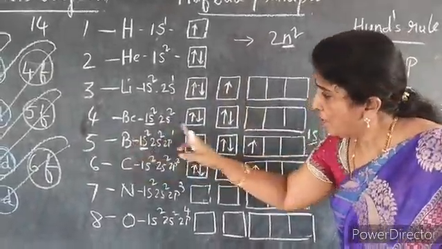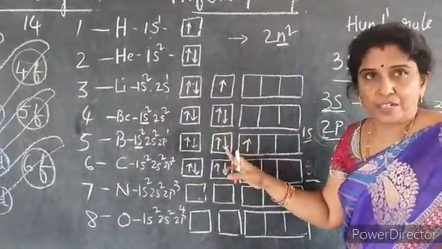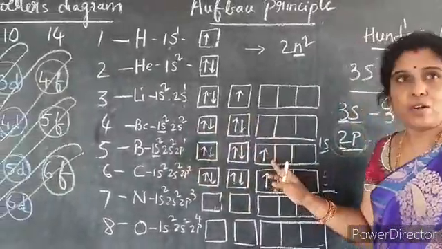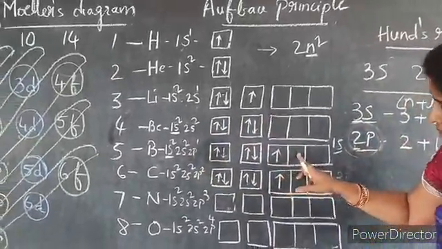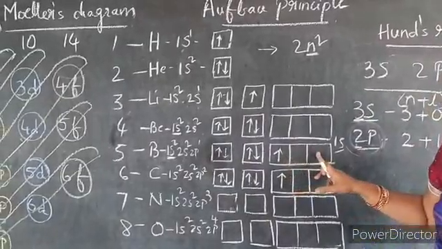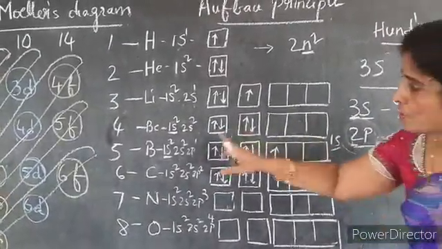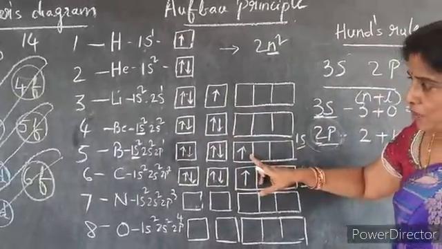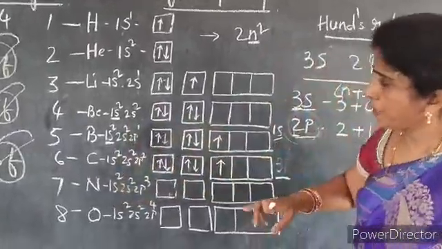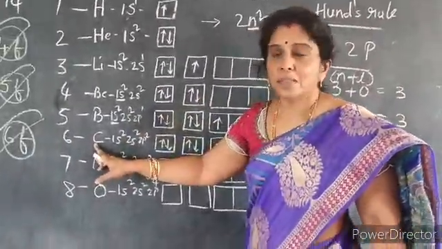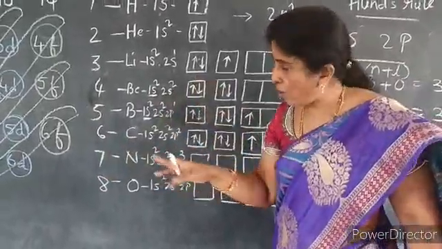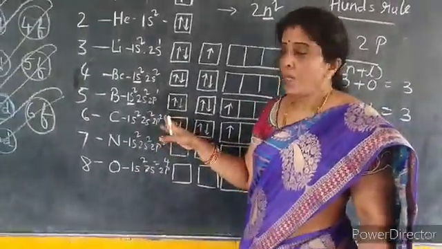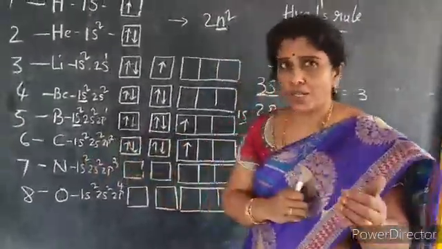Now coming to boron, 1s is filled, even 2s is filled. So where will the fifth electron go? It will go to the p orbital. You can see here there are 3 orbitals in the p subshell. So the fifth electron will go to the first orbital of the p subshell. Now in case of carbon, what is the atomic number of carbon? 6. So how did I write the configuration here? 1s2, 2s2 and 2p2. So here p is having 2 electrons.